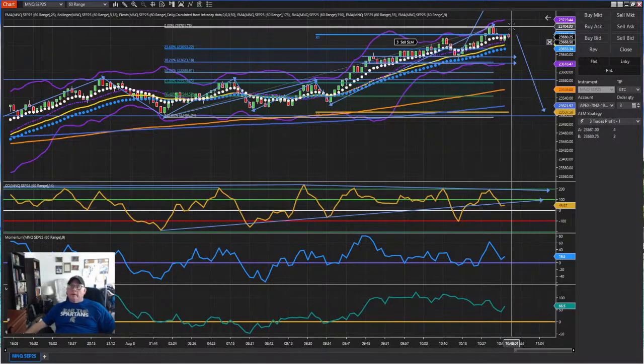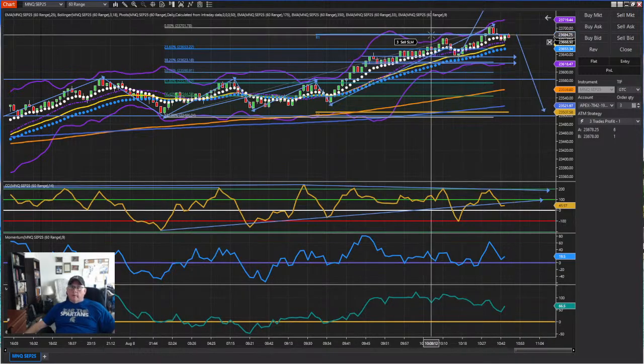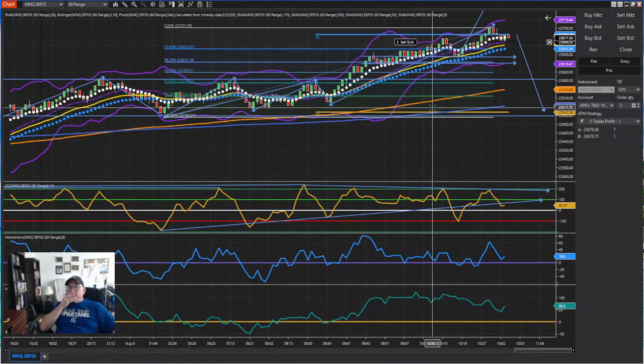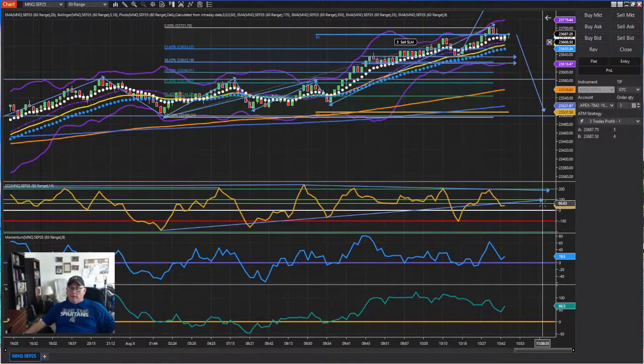Gets above here, I'm not confident that we're going to go back down anymore. R1 will have held. Doesn't mean it won't go down at some point in the future. Just means for my purposes, it's not working. I am also watching this CCI line too though.